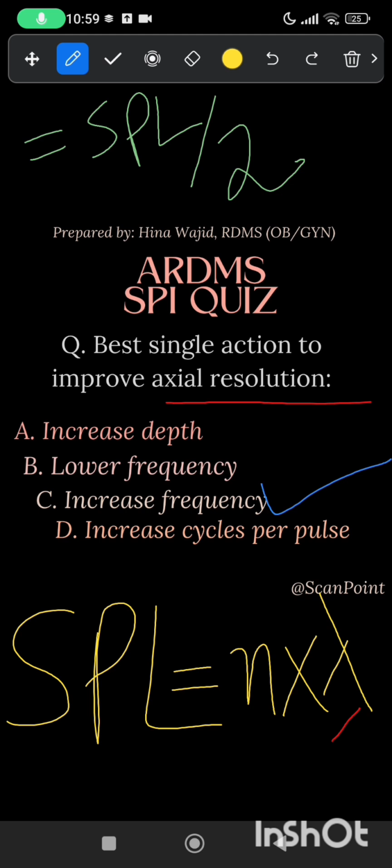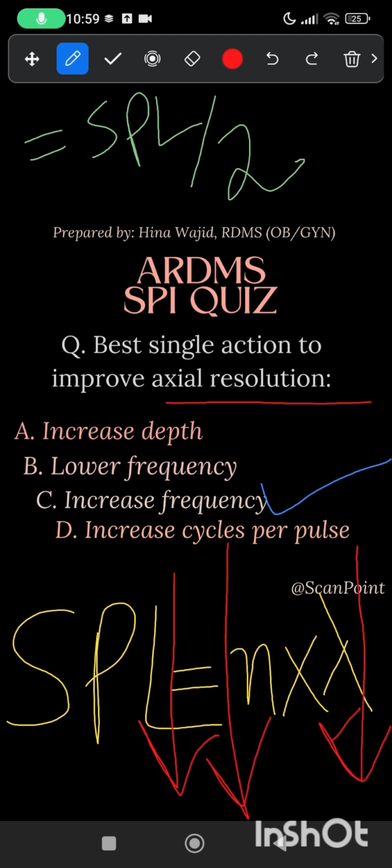Now how can we make the SPL short? When we make SPL short, axial resolution is good. So how to make SPL short? We want to decrease SPL, so we have to decrease wavelength and we have to decrease the number of cycles. Now how to decrease the wavelength? We know frequency and wavelength are inversely related. When we increase the frequency, wavelength decreases.